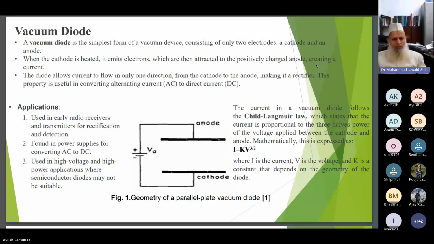Yeah. So I already told you the vacuum diode has two electrodes only, cathode and anode, as shown in this figure. The application of this vacuum diode was in radio receivers and transmitters, as I told you, in my childhood, around 50 years ago, they were used in radio receivers and RF applications, microwave applications. At that time, they were also used in AC to DC converters, used in high voltage and high power applications where semiconductor diodes may not be suitable.